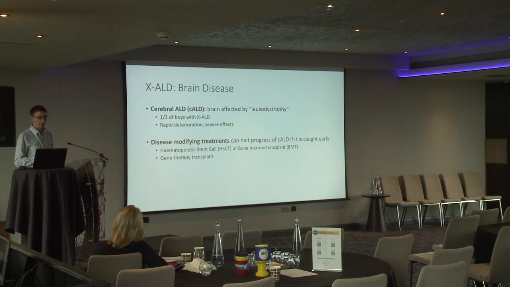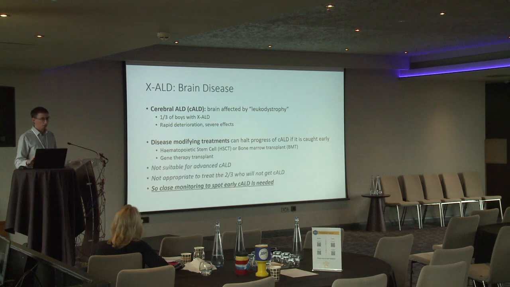And again, we've already heard about the 2 treatment areas, the bone marrow transplant or stem cell transplant, which is the gold standard treatment. There is also the gene therapy transplant option, which is not accessible in the UK or in Europe at the moment, but has been approved in the United States. We know that those treatments, and particularly the bone marrow transplant, are not suitable if the brain disease has already progressed too far. And it's also not appropriate to treat the roughly 2/3 of boys who are not going to go on and get the brain disease with a transplant.